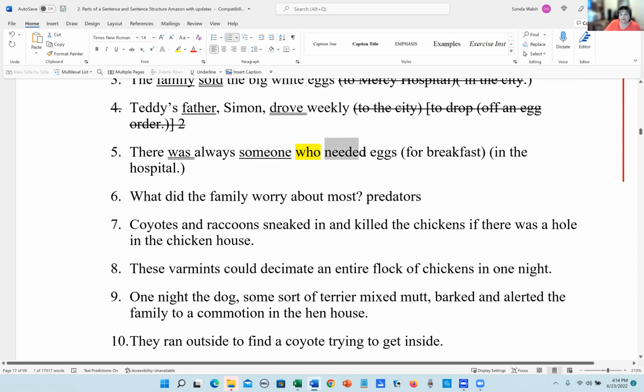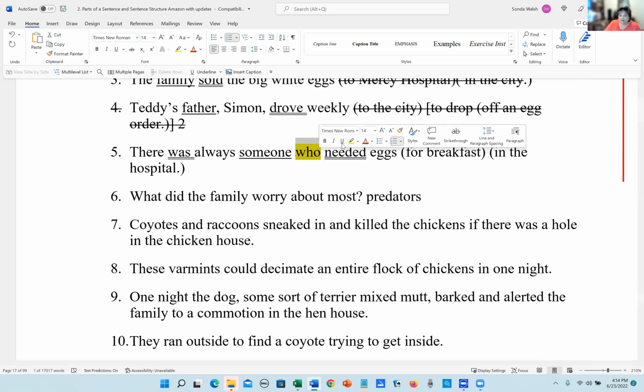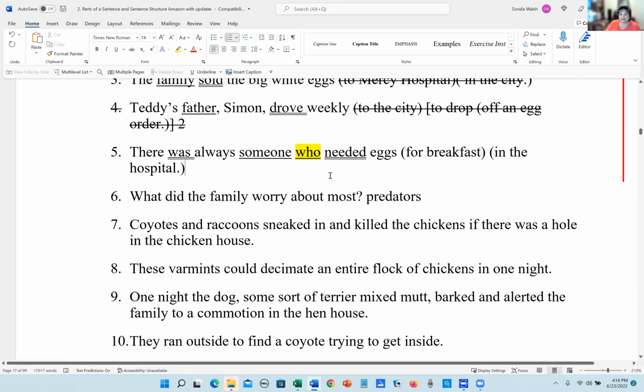And needed, I know, is a verb. So I'm going to underline that, and I'm going to ask myself, who needed? What needed eggs? Well, the answer is the word who is a pronoun, so therefore it is the subject of that second clause. So this who, sometimes it can be the subject, and it indicates that this is another sentence. And we'll learn all about that later. But this one has 4.